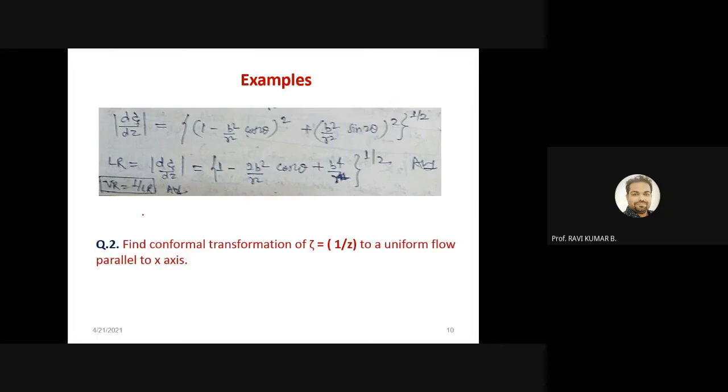Take this problem: find the conformal transformation of this to a uniform flow parallel to the x-axis. So you have been given a transformation function which you are applying to a uniform flow parallel to the x-axis, and then you have to predict what the final flow pattern will be. All right, so zeta is equal to 1 by z is given, that is the transformation function that is going to be applied on a uniform flow parallel to the x-axis. So we'll see what will happen.